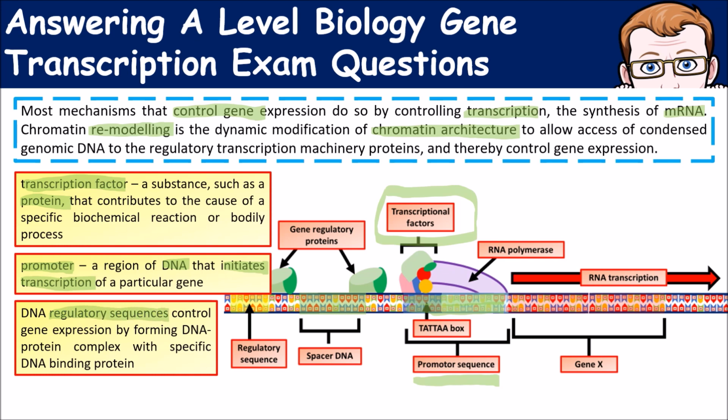We've got DNA regulatory sequences. These control gene expression by forming DNA-protein complexes within specific binding points. We can see here a particular regulatory sequence with gene regulatory proteins bound to it. If they're bound there, that is going to prevent the RNA polymerase from moving down the gene.